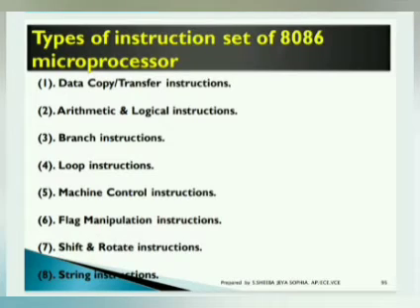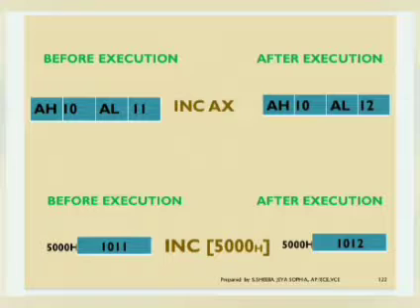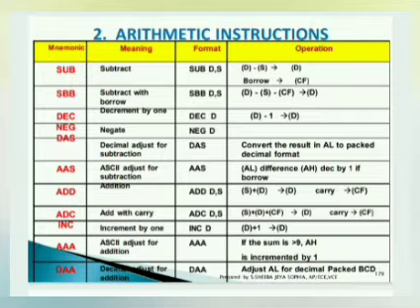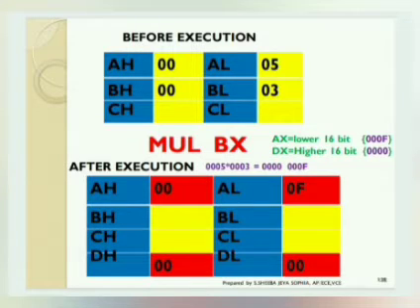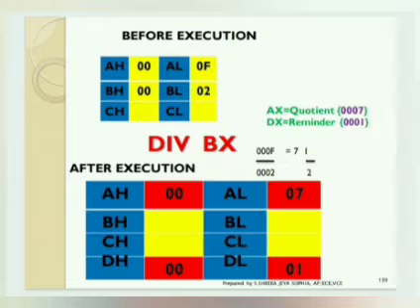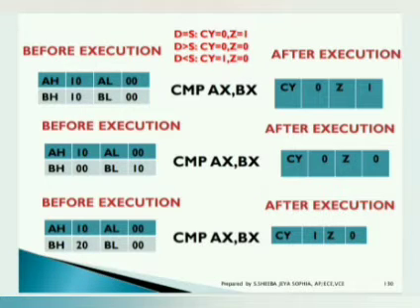There are many types of instruction sets available in 8086. First, data copy or transfer instructions like move, load, store, etc. come under data transfer instruction. Next is the arithmetic and logical instruction. As we know, arithmetic is addition, subtraction, multiplication and division. All this comes under arithmetic instruction. The next one is the bit manipulation instruction, the logical instruction: logical AND, OR, NOR, XOR, etc. These all come under the logical instructions.